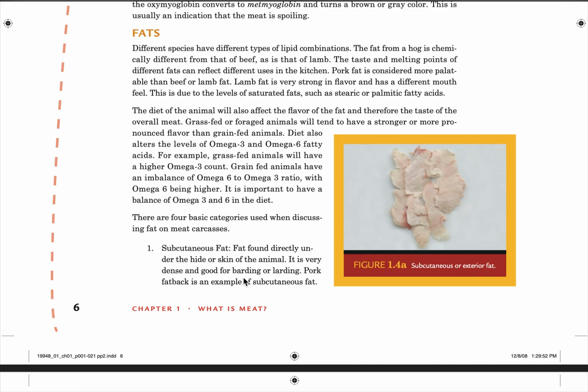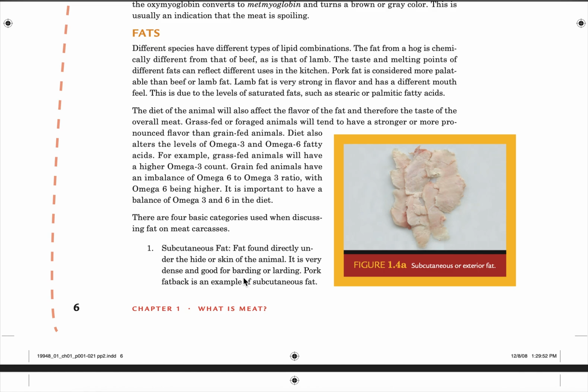Diet also alters the levels of omega-3 and omega-6 fatty acids. For example, grass-fed animals will have a higher omega-3 count. Grain-fed animals will have an imbalance of omega-6 to omega-3 ratio, with omega-6 being higher. It is important to have a balance of omega-3 and 6 in the diet. There are 4 basic categories used when discussing fat on meat carcasses.